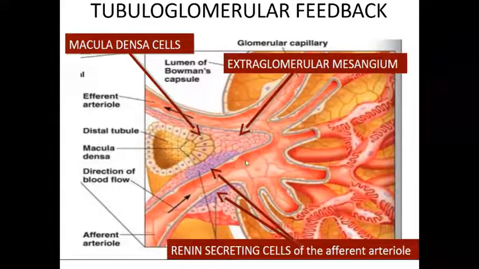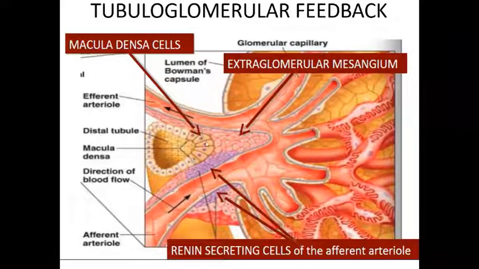Once the blood flow is reducing, the filtration is also reducing. Okay? So it will have an effect on the glomerular filtration rate. Then at the same time, you have the renin secreting cells. So the renin secreting cells are the ones that are secreting renin, and you know to say renin is the one that will bring about vasoconstriction.